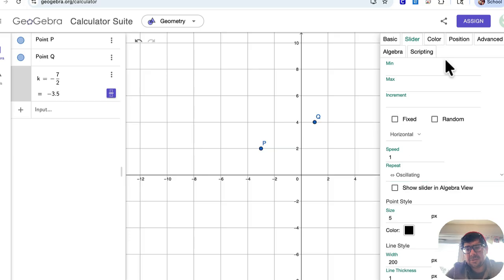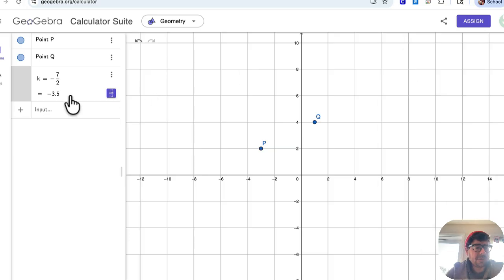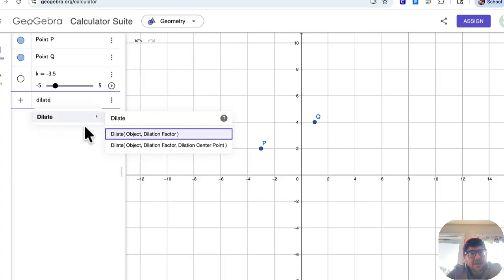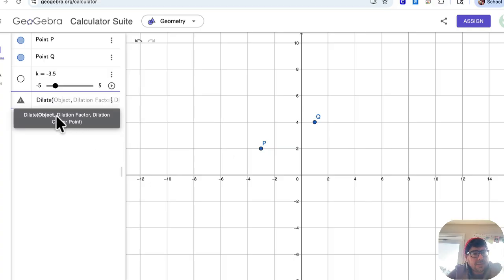Can I not turn it into a slider? So here, let me just delete this. I'll say k. If I just type k equals 1, and now I can change it, -3.5, right? It gives me a value on the slider. Okay, so let's look at what's happening here to make sense of it. So we want to dilate some object by some dilation factor about some center. So the object we're dilating is P, the factor is k, and the center is Q.